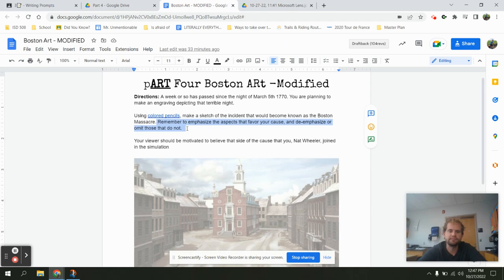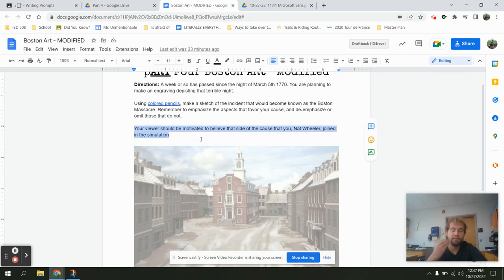Your viewers should be motivated to believe the cause that you, Nat Wheeler, had during the simulation. When I'm looking through your art, I should be able to understand, oh, in this drawing, we have the British soldiers who are looking really, really aggressive. The colonists aren't holding any snow or ice. They're running away. This person would probably more align with the Patriots, the Sons of Liberty during the game.